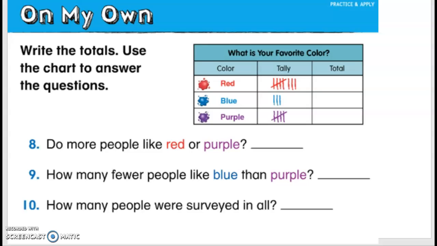Your turn. Do more people like red or purple? Red, good. How many fewer people like blue than purple? Let's take the number of purple, 5 minus 3. What's left? 2. 2 people, fewer people like blue than purple. And how many people were surveyed in all? Well, that's easy.